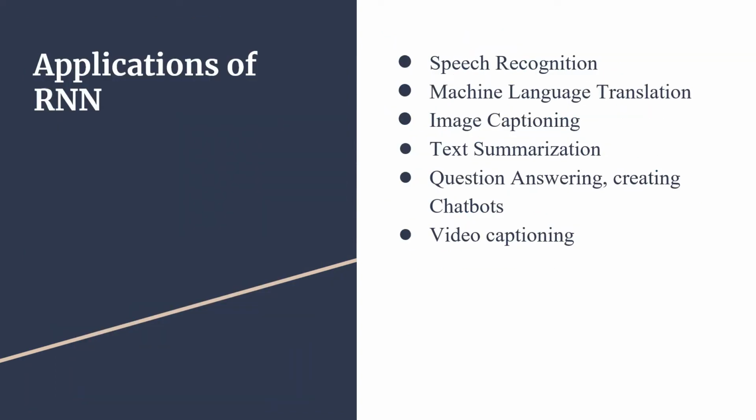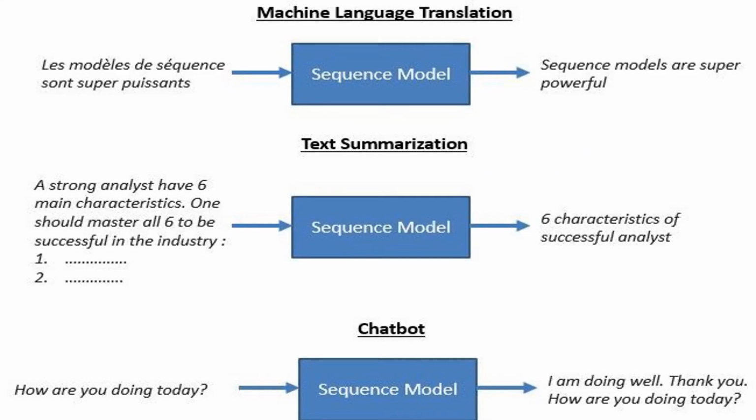Here are some applications of sequential RNN, such as speech recognition, machine language translation, image captioning, text summarization, question answering, creating chatbots, and video captioning. Machine language translation, text summarization, and chatbot all follow the sequential model. In machine language translation, you can see a foreign language is translated to English. In text summarization, we can get the summary of the text, and in chatbot, we get the reply from the text.